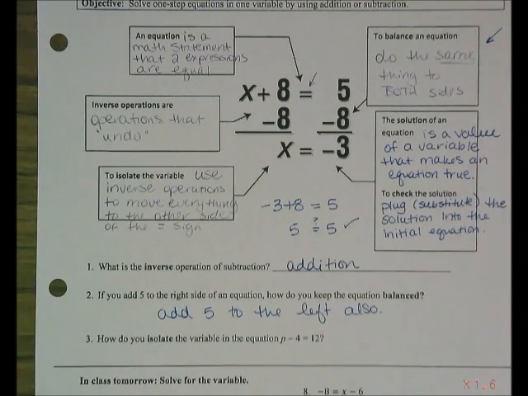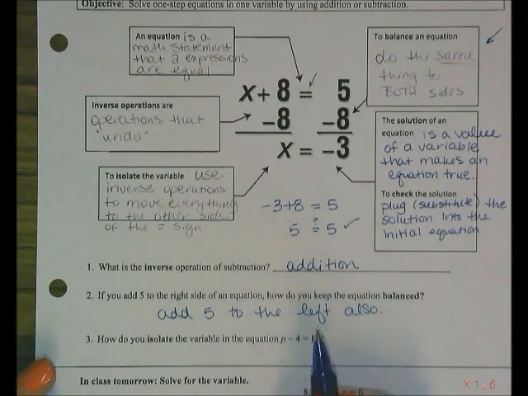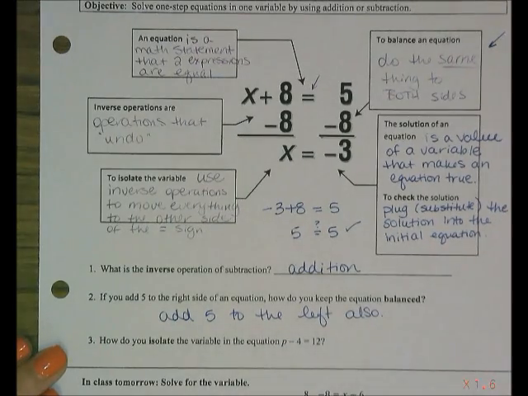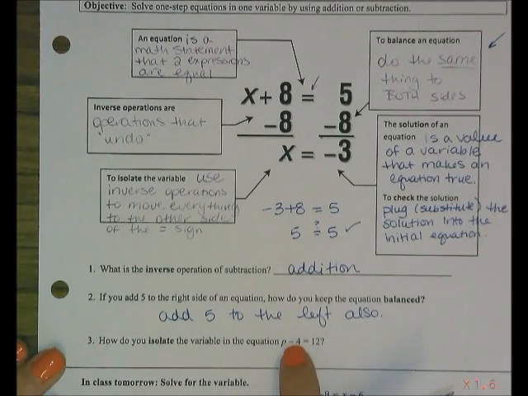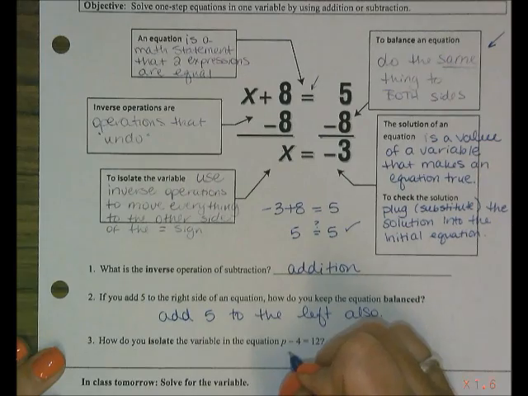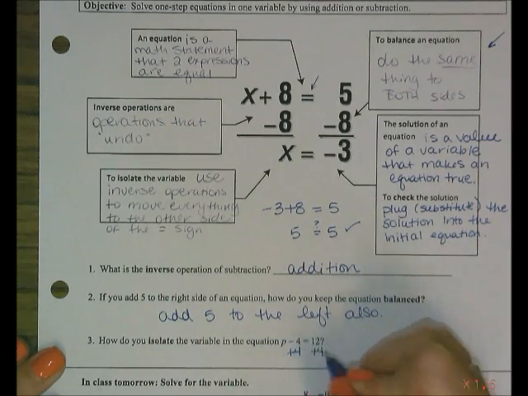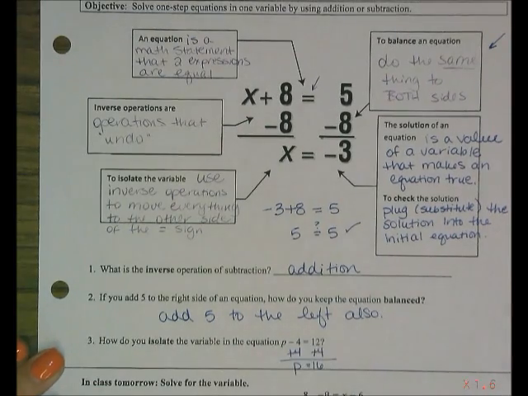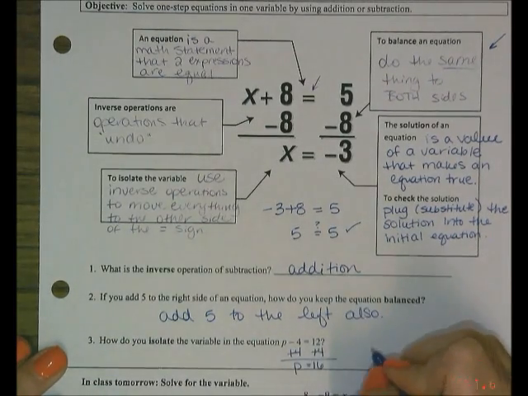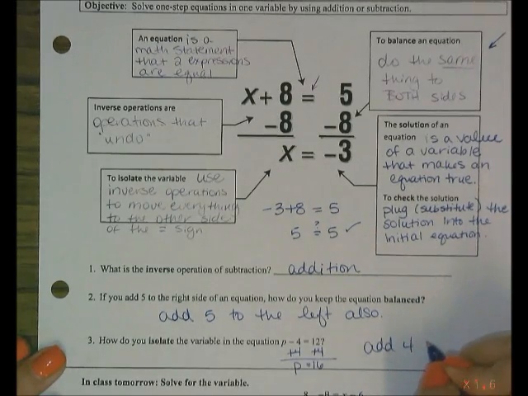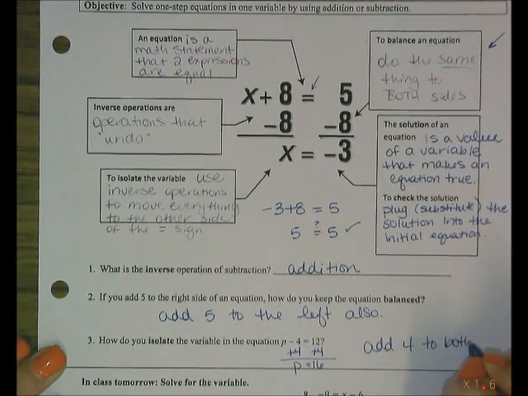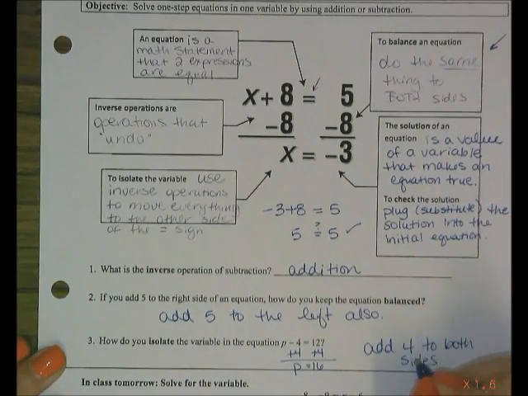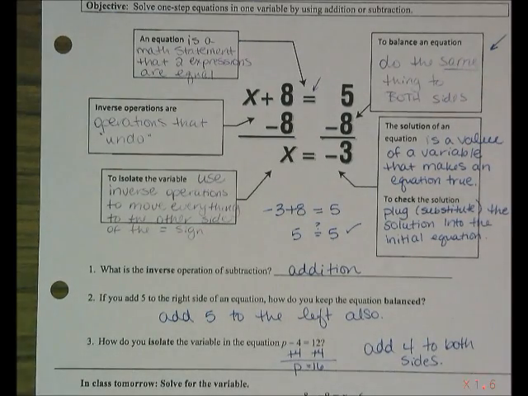The last question on the front here is, how do you isolate the variable in the equation p minus 4 equals 12? Well, in this situation, I have to undo subtraction, or undo this minus 4. The way I'm going to undo that is the inverse operation of adding 4 to both sides. When I do that, I will get p equals 16. So how did I isolate? I add 4 to both sides. Very good.